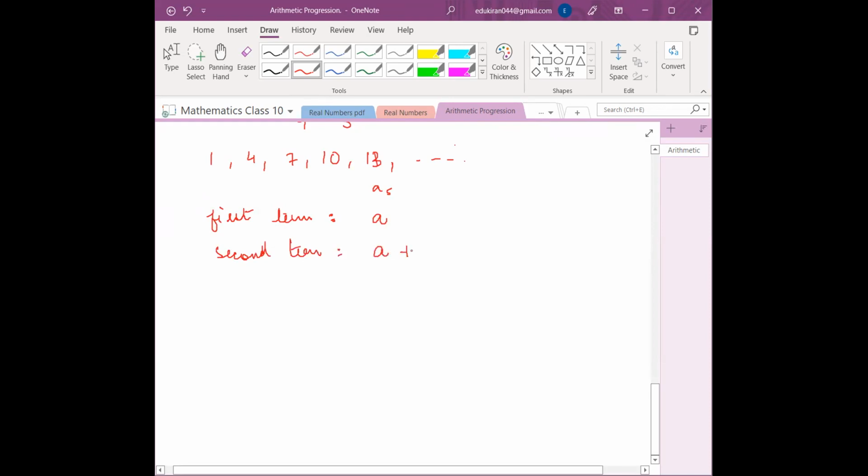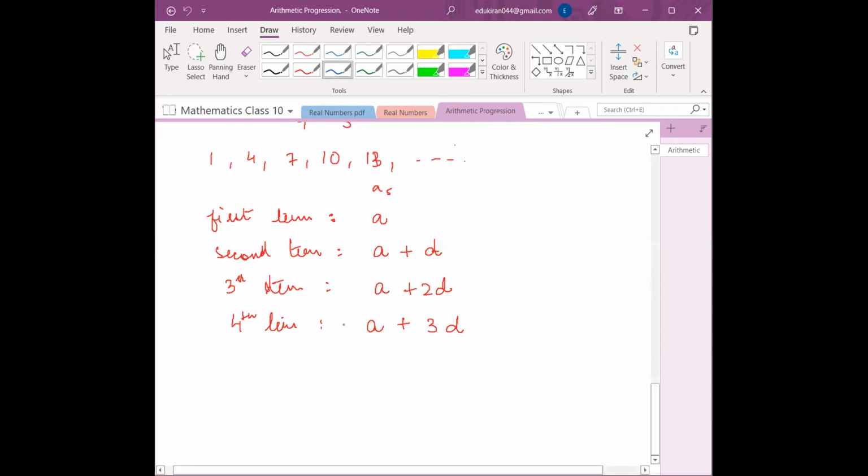I'll add the fixed number, isn't it? Which is the common difference, right, Shriharsha? Yes, ma'am. Okay. Then the third term, how will I write my third term? I'll again add the fixed number. So this will be A plus D plus D, A plus 2D. Then the fourth term will be written as, again, one more D I'll add. So A plus 2D plus D. So A plus 3D. Now you observe it very carefully.